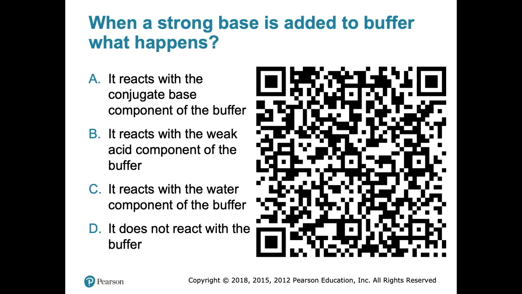All right. So the answer to this here, anybody want to say it? Yes, it is in fact B. The strong base will react with the weak acid component of the buffer.